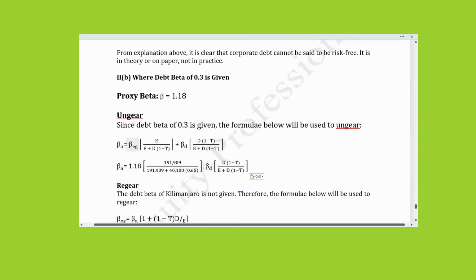So plus, we have been given a debt beta of 0.3. Here is 0.3. Then the debt value is 4,100. 1 minus tax, 1 minus 0.35, gives us 0.65. Then, of course, let me just copy this.